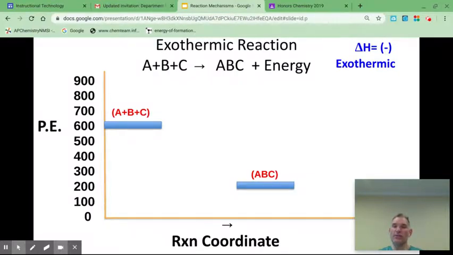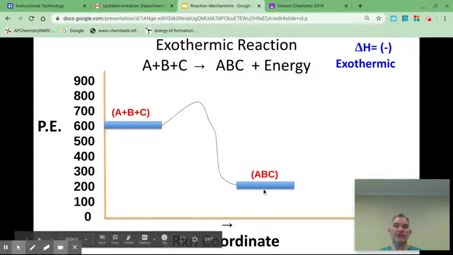It's like a roller coaster. You must go up before you go down. Notice here the height of which it goes up is a little different. That does change from graph to graph based upon what you're using, but it's still the same shape. I have two flat lines left and right, and a roller coaster up and down in the middle. So now I have my general shape of an exothermic reaction where energy is released. And I see that because it goes from 600 to 200.